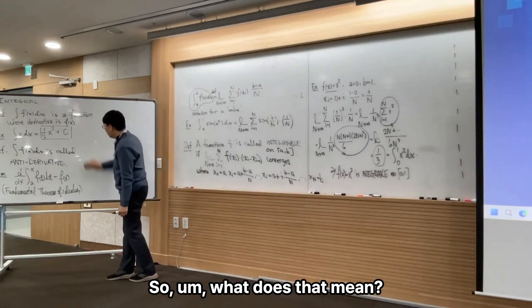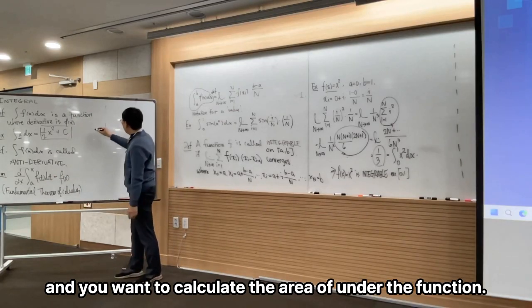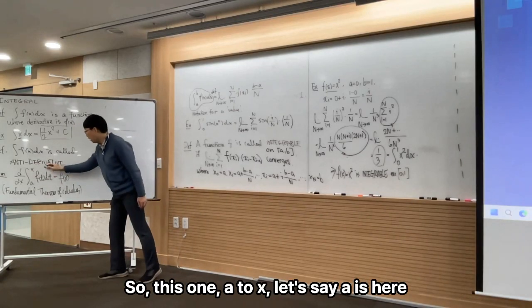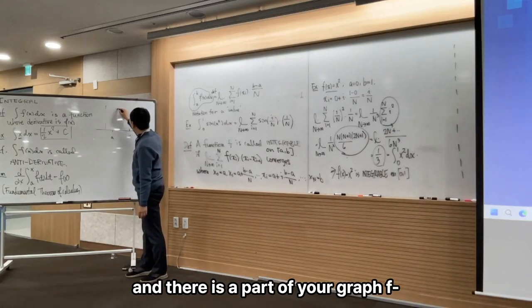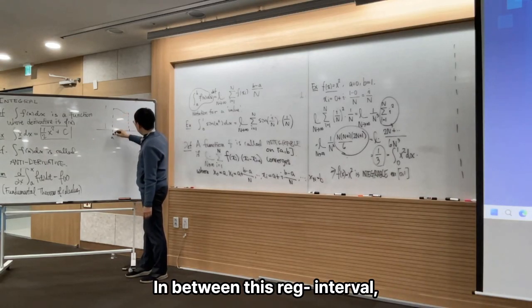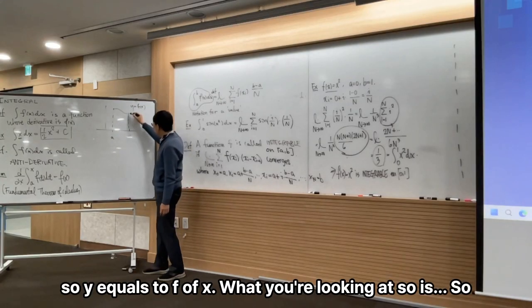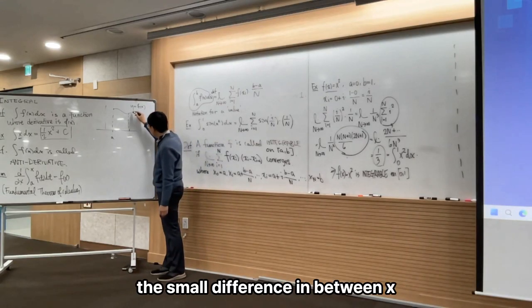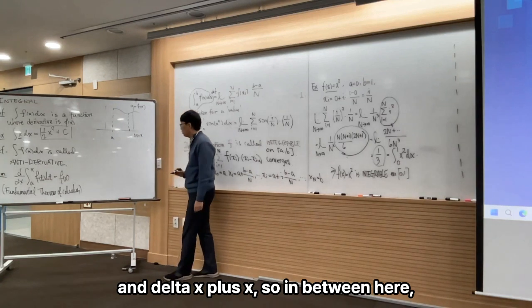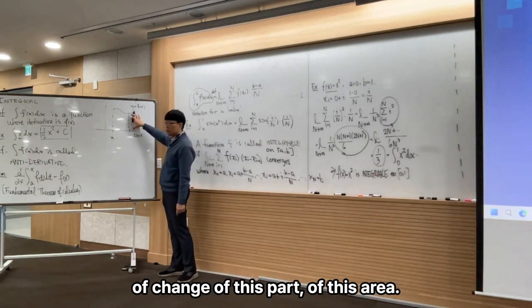So what does that mean? When you have a function and you want to calculate the area under the function, from a to x, let's say a is here and you have x, and there is a part of your graph in between this interval, y equals f of x. You want to see the small difference between x and x plus delta x. So in between here, what's going on? You want to see the rate of change of this area.